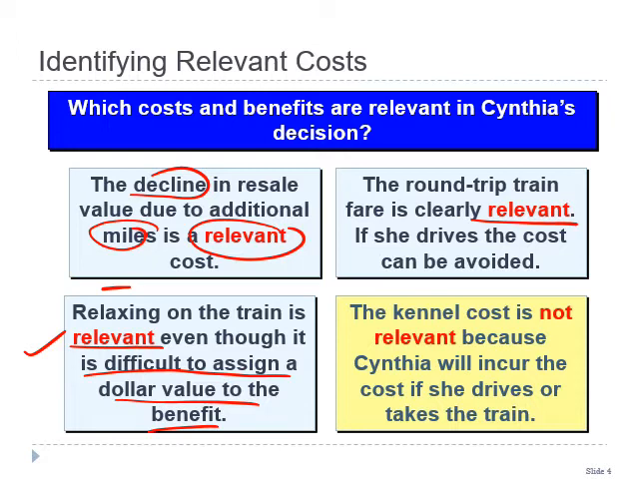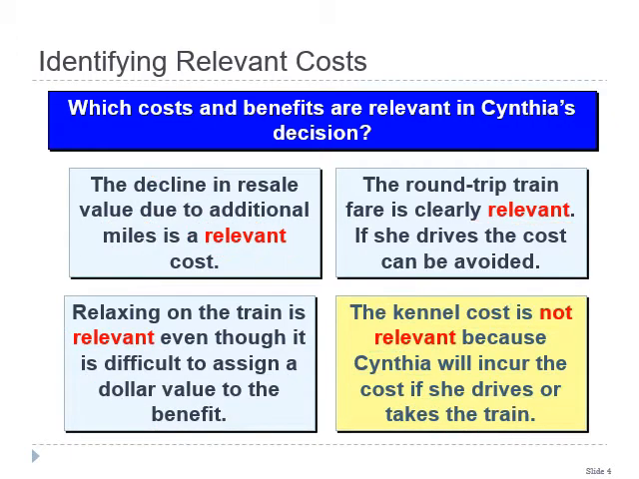And the next one is the kennel cost of putting her pet, which is not relevant because Cynthia will incur the cost whether she drives or takes the train. In either case, she cannot take her pet with her. In either case, she has to pay the kennel cost, and that is not a differential cost, it does not differ between the alternatives. We call this an unavoidable cost, and unavoidable costs are never relevant in any decision making. Correct? Let's move on.